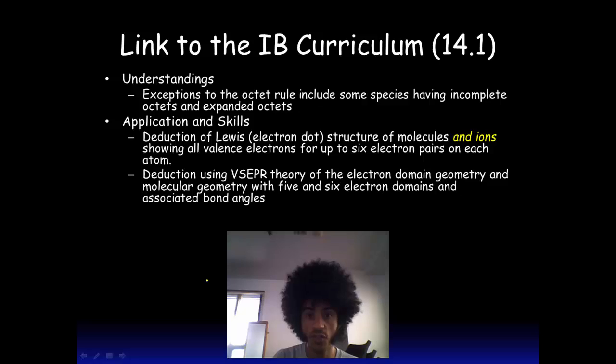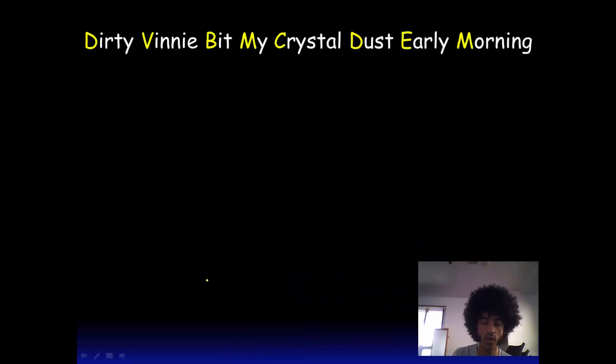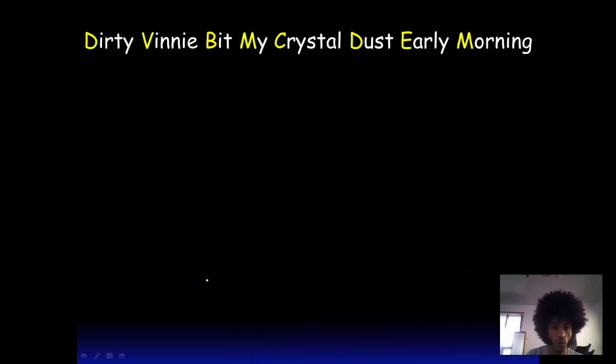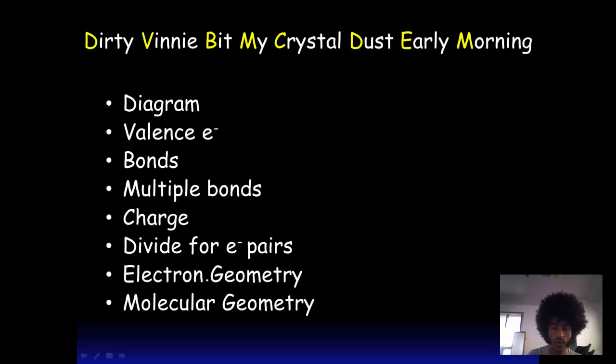So I'm going to go through a few examples. Again, similar to the last video, I will assume that you are familiar with the bond angles and the shapes of normal molecules which have 5 or 6 electron domains and any lone pairs and how that affects the shape. We're just going to do the application here. So I'm going to start off with the mnemonic that I use in order to deduce this, and it's the same as what I always use. Dirty Vinny bit my crystal dust early morning. And they mean the same things as I've discussed before. Now again, I'm not going to go into detail about what they mean. I'll leave that to you to go through in previous videos if you want to hear more about them. What I'd like to do is just jump straight into an example.